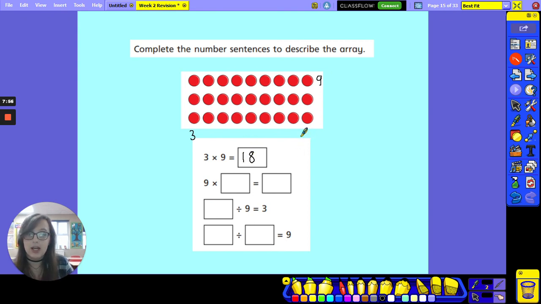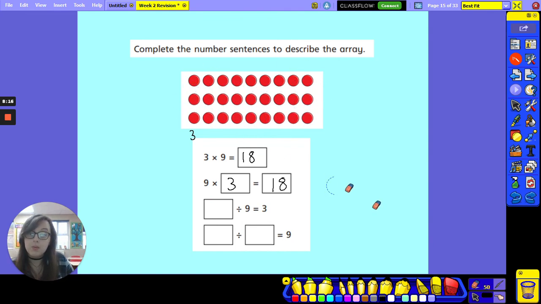It also shows us 9 lots of 3. Here's 1 lot of 3, 2 lots of 3, 3 lots of 3, 4 lots of 3, and so on. We've got 9 lots of 3 here. 9 times 3, and that's still 18. The amount of counters hasn't changed. That's about that working out.